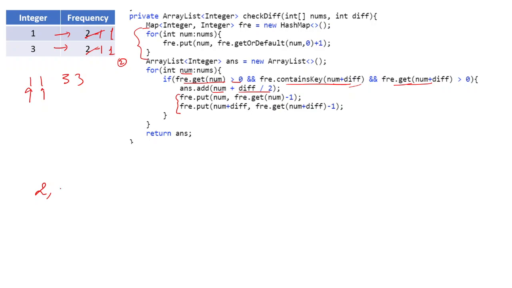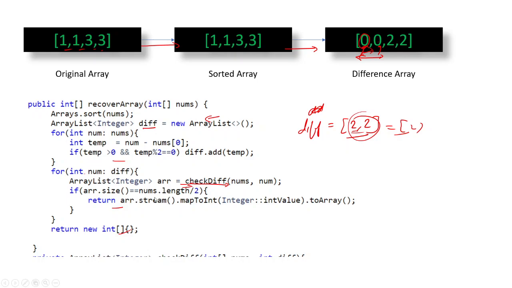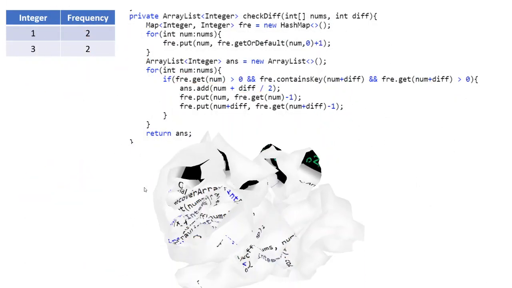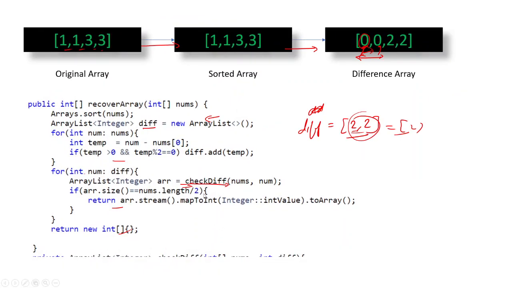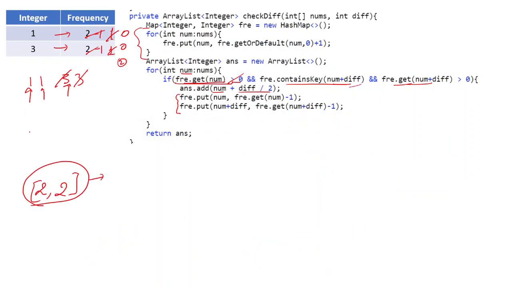So then we are again going to add 2, and we are again going to do 0 0 minus 1. Okay, now when we come to 3, its frequency is not greater than 0, so it is skipped. When we again come to 3, its frequency is not greater than 0, this is skipped. So this is our array list that is formed, and we are returning this. Then we are checking the length, and that is 2. Here if you see, the length is 2, which is 4 divided by 2, that is 2. So this way we are returning this 2 comma 2, and we get an answer.